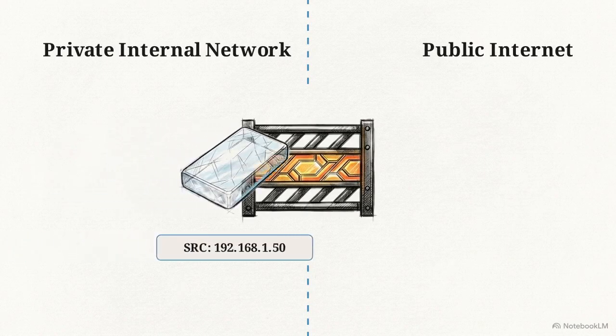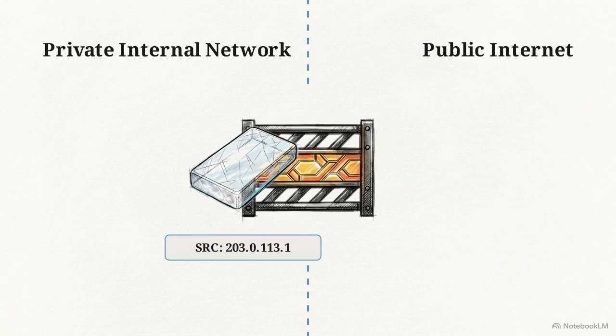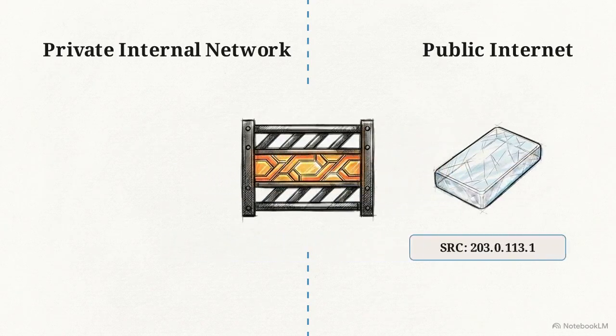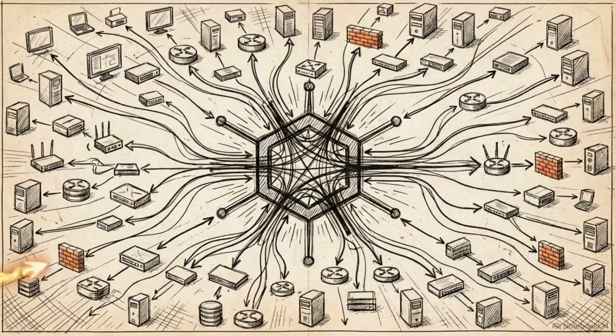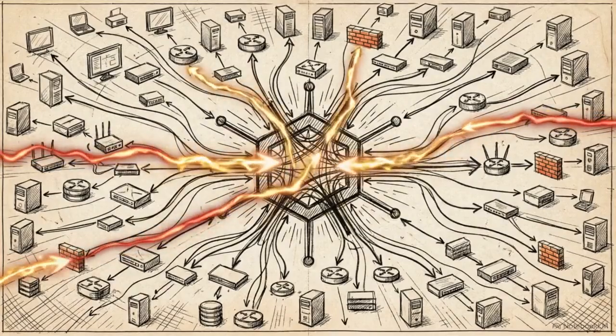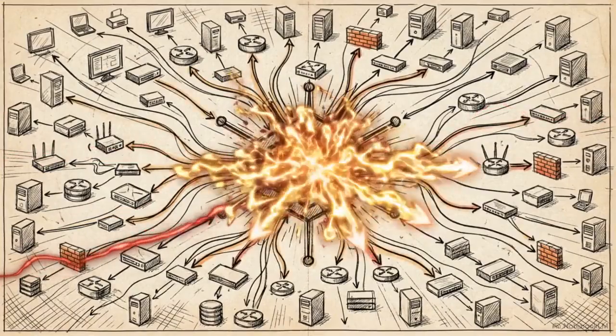When an internal device sends a packet out, the NAT device physically rewrites the internal source IP header, replacing it with its own single public address. While effective for conservation, NAT violates the Internet's original end-to-end communication principle, creating complex routing hurdles for any protocol that requires incoming connections.